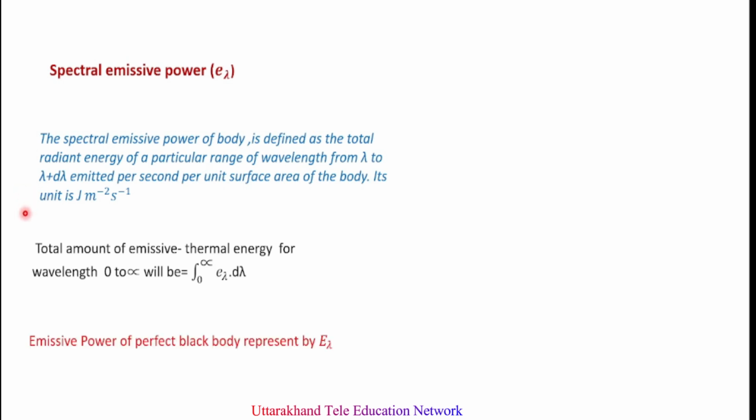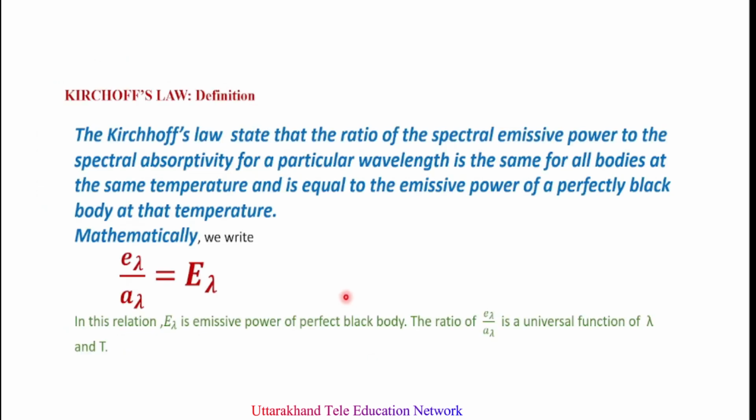Now here is another important point: the emissive power of a perfect black body is represented by capital E lambda. Now there are two things. One is that the absorptive power of a perfect black body is 1, and the emissive power of a perfect black body is represented by capital E lambda. These two things we will use for the derivation of Kirchhoff's law. Now we go to Kirchhoff's law.